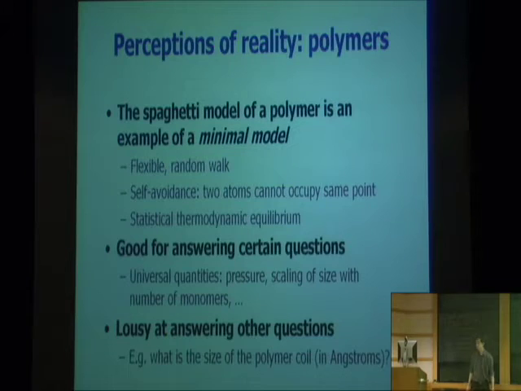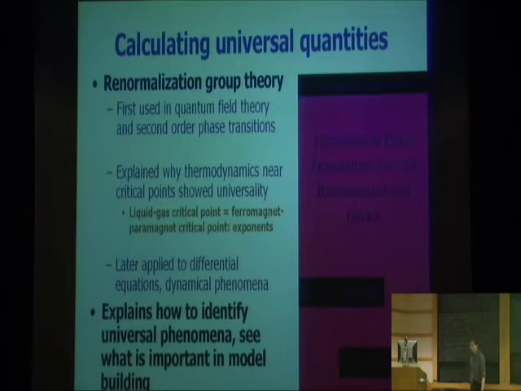So this is an example of what we like to call a minimal model. A flexible random walk is a minimal model. A self-avoiding walk is a minimal model. They're good for answering certain questions, like the pressure, scaling of size, the number of monomers, but they're lousy at answering other kinds of questions, such as what is the size of a polymer coil in angstroms.